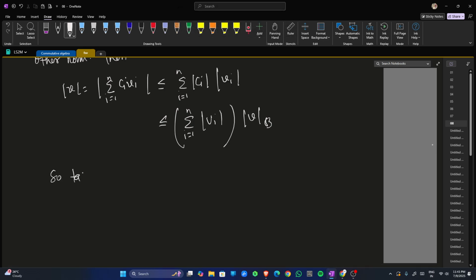So take C to be this summation i equal to 1 to n of norm vi. This implies norm v is lesser equal to this, of course greater than 0, of course greater than 0. So C this. Now we need to show that reverse inequality.